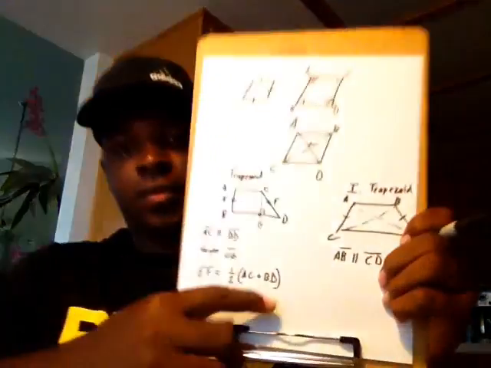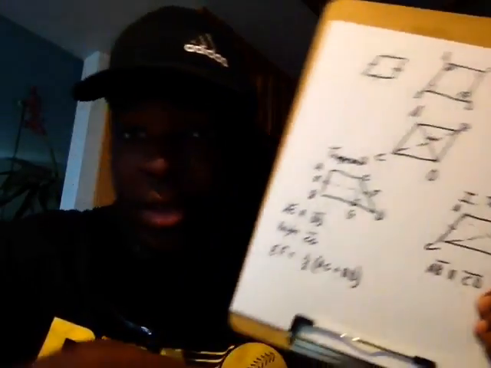What else? The diagonals are congruent. That means this one here. They're congruent. That means they equal each other. Okay. So that also means line AD is congruent to line BC. Also, line AC is congruent to line BD. This is the longest video I've made.